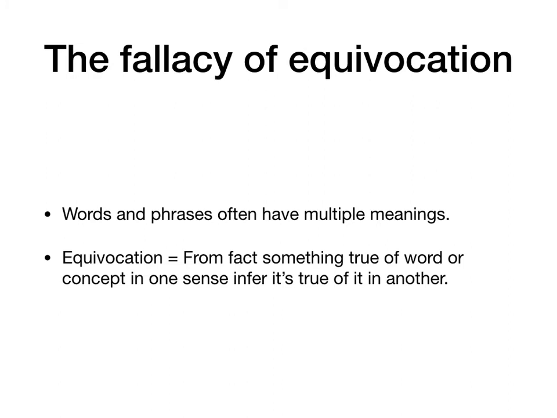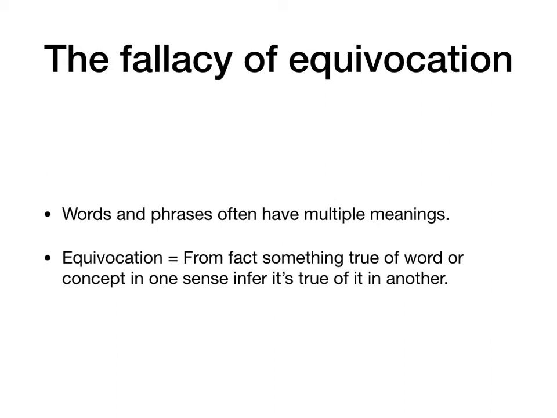Now, because relativism might mean different things, because it in fact does seem to mean different things, we have to watch out for the fallacy of equivocation. I didn't mention this in the lectures on logic. Vaughn talks about it in your reading. He goes over it pretty quickly. But equivocation means that we fail to pay attention to the fact that words and phrases have multiple meanings. In equivocation, you go from the fact that something is true of a word or a phrase or a concept in one sense and infer it's true of it in another.